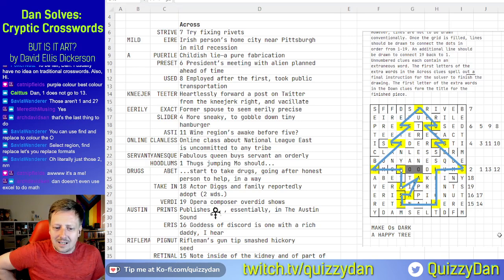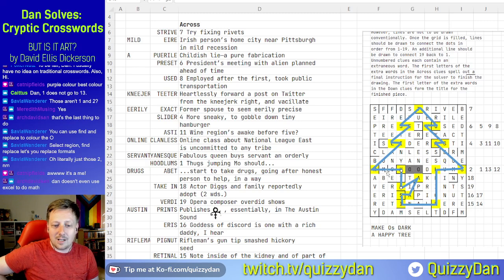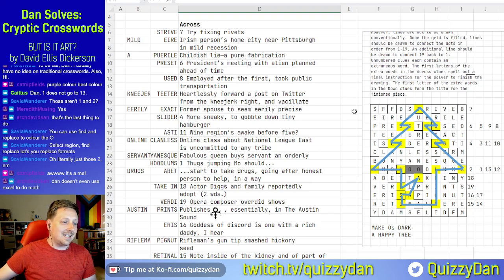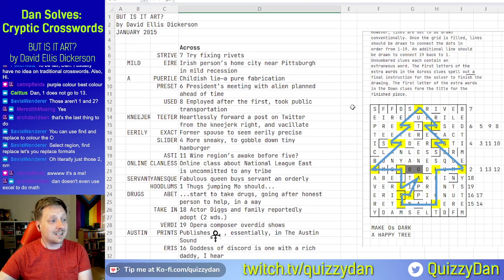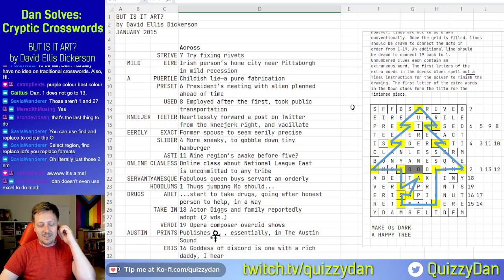So that's its mouth there, and those are its eyes. So we've done a little happy tree. Little happy tree. I don't think it's the happiest tree I've ever seen, but it's not bad. And that is, what was the name of this? But Is It Art by David Ellis Dickerson. Woo! That was a puzzle and a half.